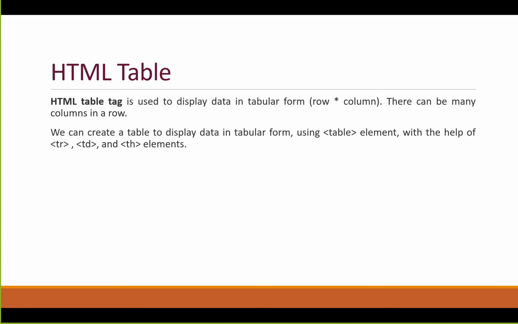So now we're going to talk about HTML tables. An HTML table tag is used to display data in the form of a table, and you can add columns and rows. The elements that you can use inside of the table element are the th element, the td element, and the tr element. Now let me go back.